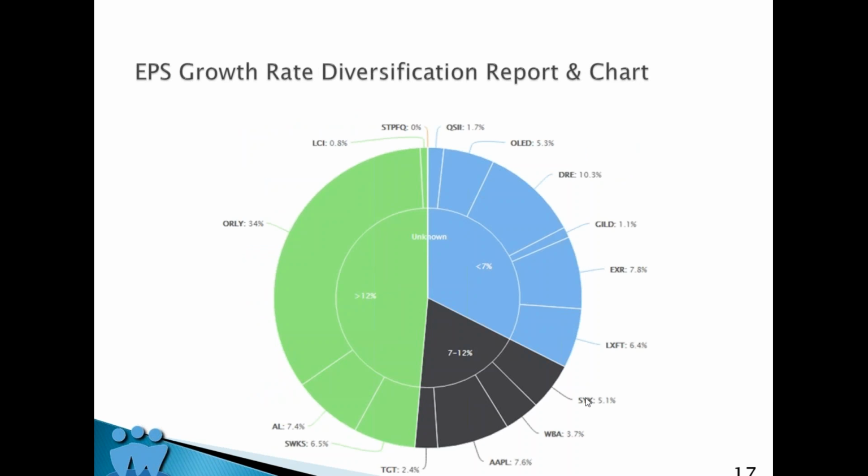We have another report and chart that is the earnings per share growth rate diversification report and chart. So this report here, this is the graph part of it. We break down the projected analyst estimate growth rate, or our take stock estimate, into a couple of categories. We have less than 7%, we have 7 to 12%, or greater than 12%.